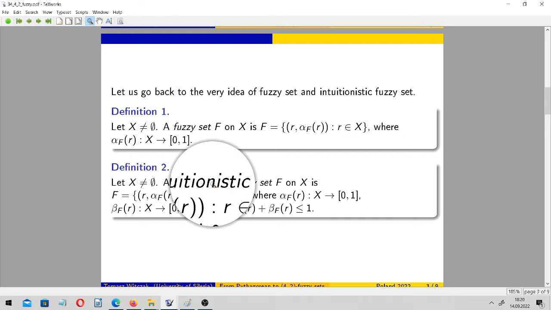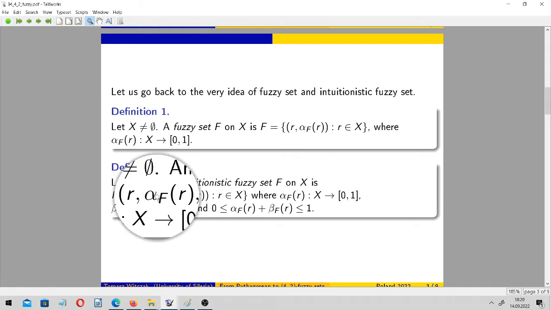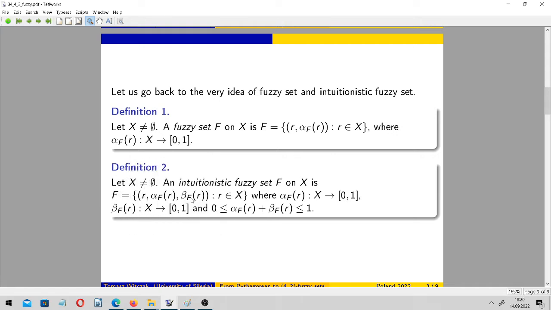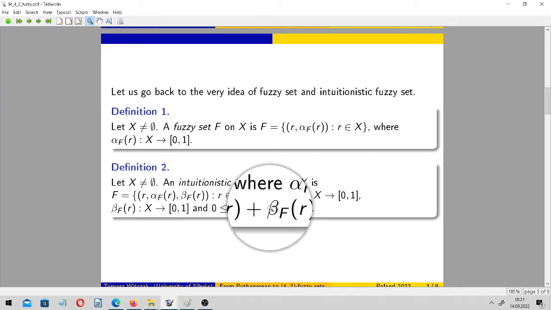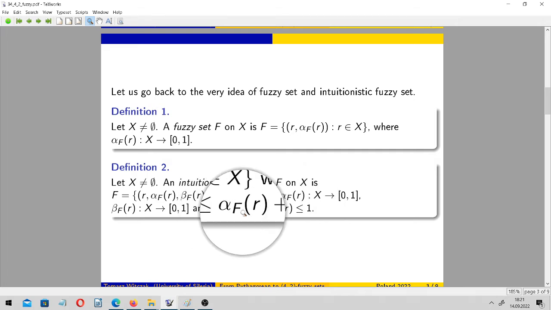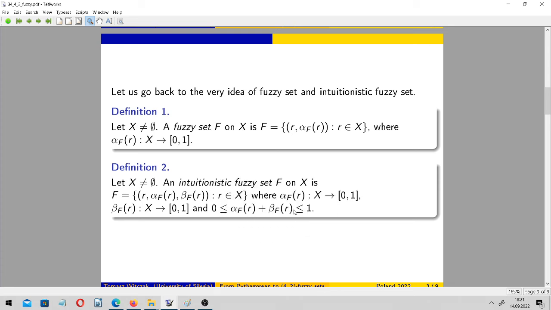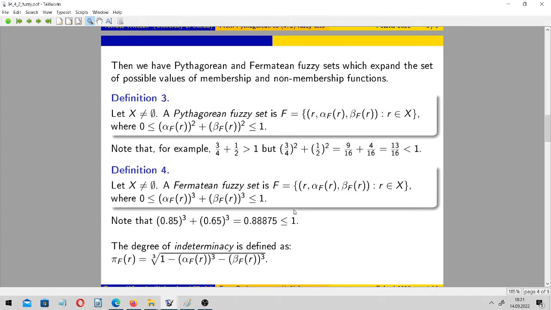In case of an intuitionistic fuzzy set, we have two functions, membership and non-membership, alpha and beta, for example, and they are independent. Each of them takes values from 0 to 1, and there is an assumption that their sum for each element x should not exceed 1. Alpha plus beta lesser than or equal to 1. And what's the problem now?